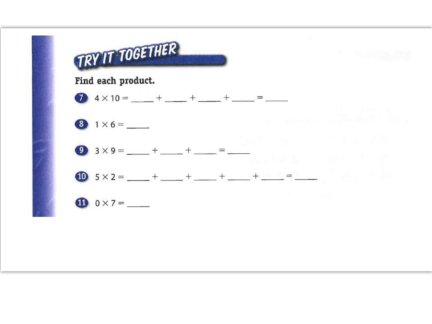All right, this says find each product, 4 times 10. Well, we're going to add 10 4 times. 10, 20, 30, 40. 4 times 10 is 40. 1 times 6. Remember, whatever you multiply 1 by, you get that answer. So the answer is going to be 6.